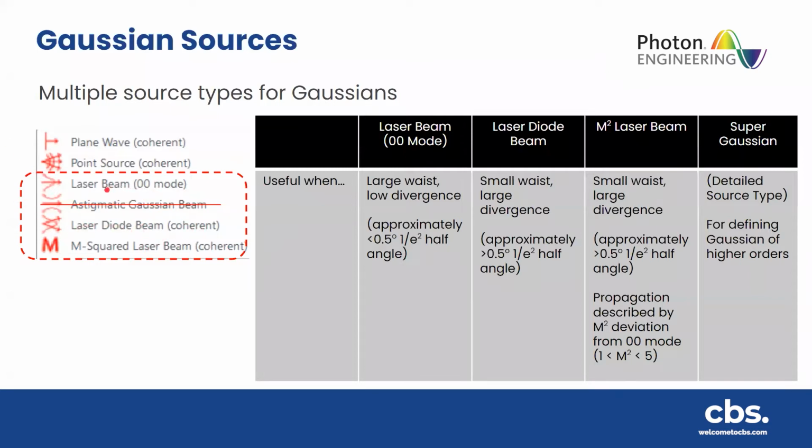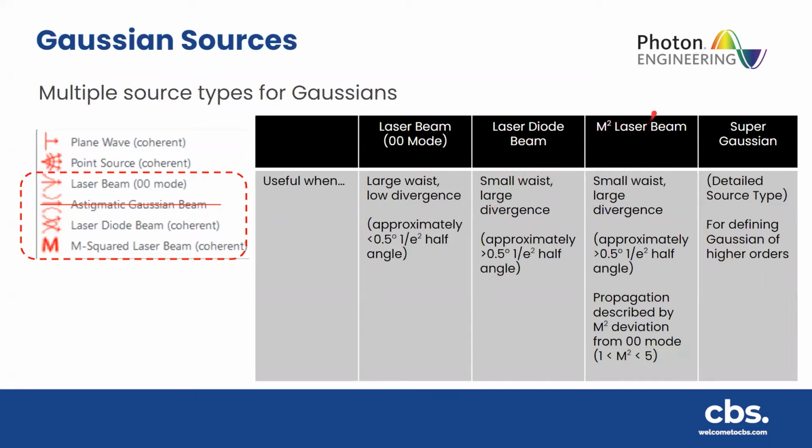The difference between a laser beam and a laser diode beam essentially is the divergence angle. If you have a large waist, low divergence laser beam, so a few millimeters in width or larger, I recommend you use the laser beam source. If you have something which is much higher divergence, for example, a laser diode, then you probably use the laser diode beam source. It's more suitable for smaller waists, large divergence.